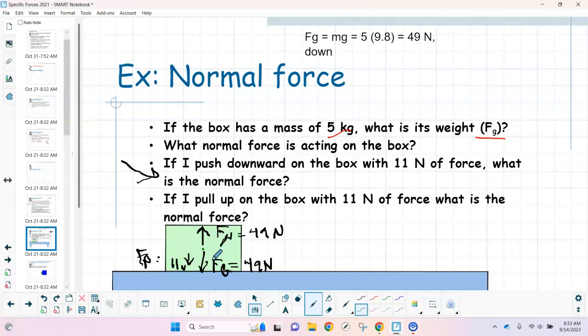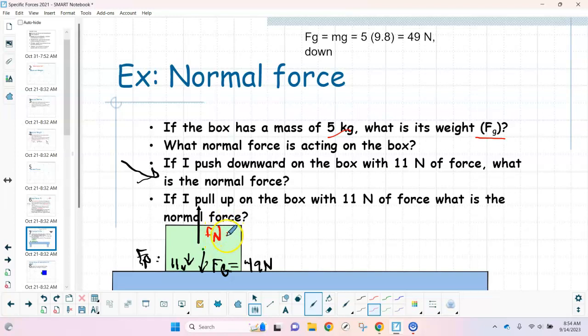The gravity and pushing force would make the box fall through the ground, and that doesn't happen either. So normal force has to adjust. So this arrow here that I'm erasing for the normal force is going to get larger. It's going to get larger in a way so that it will cancel the two forces that are going down. So I have now this arrow going up. That is the sum of those two. So if I had 60 newtons total going down, the new normal force, Fn, would be 60 newtons going up.